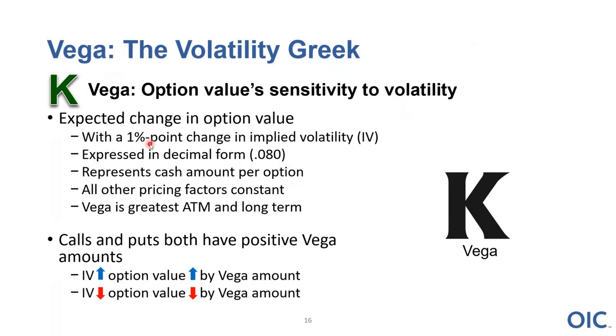With a 1% point change in implied volatility, Vega will express in decimal monetary form how much you would expect the option price itself to change, all else equal. It represents the cash amount per option. As I said before, greatest for at-the-money options and long-term options.